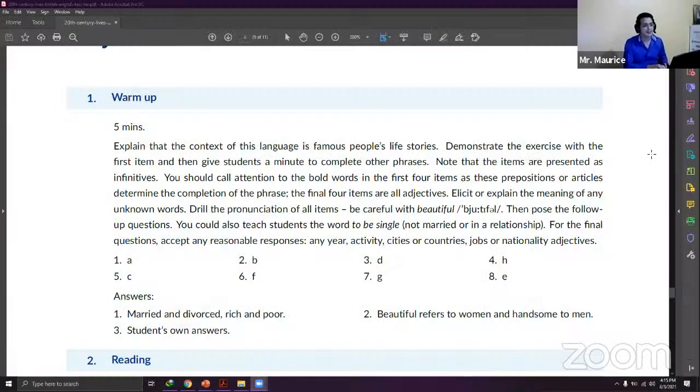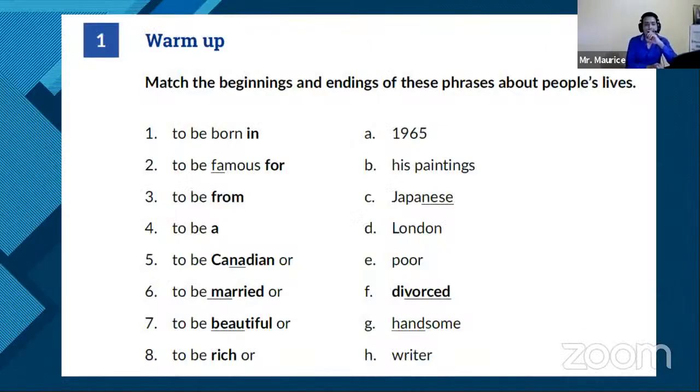Let's practice. Let's practice, guys. Okay, I'm gonna share my screen once again. Just give me a minute. Okay, this is not the correct one. Wait a minute. There you go. Okay, this is the correct one. So we have here different options with the verb to be.